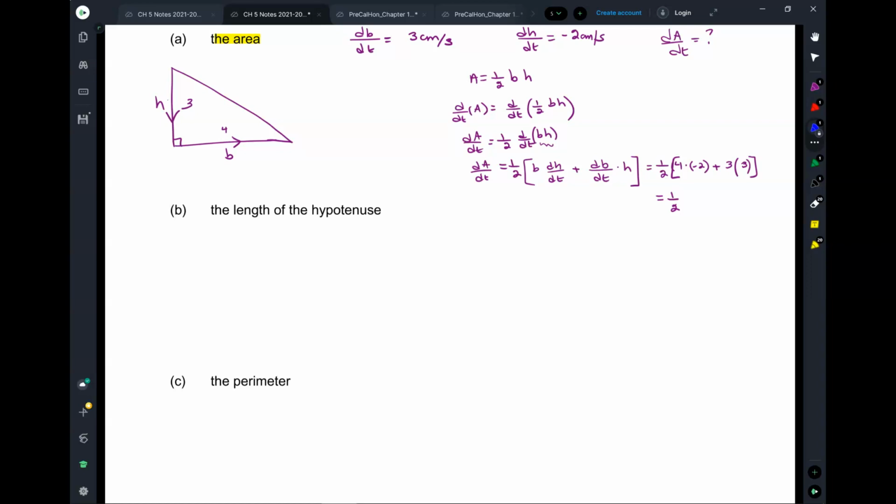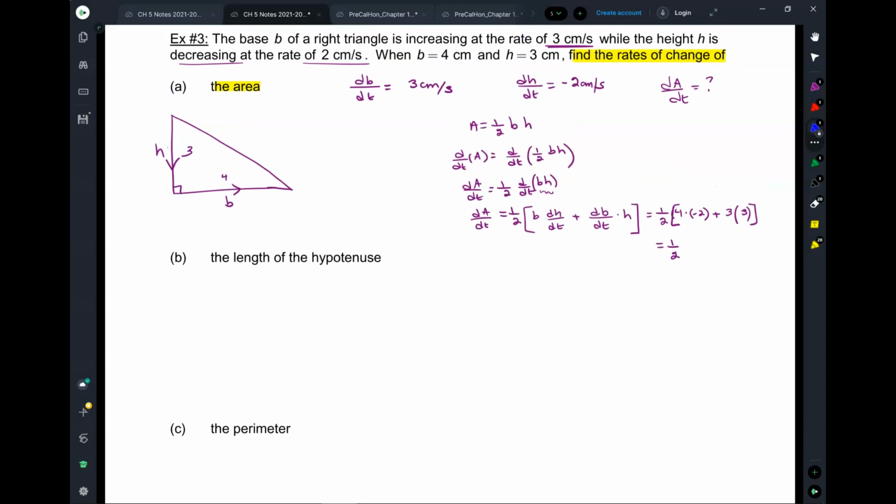Okay, so here, let's see what it is that we found. Let's talk about units a little bit. B is the base, and it's in centimeters, right? dH/dt, that's centimeters per second. dB/dt is centimeters per second. H is in centimeters. So look, I've got centimeters squared per second plus something else that's centimeters squared per second. All right, you have to make sure that you're adding things of like the same units, right? So this is also centimeters squared per second.